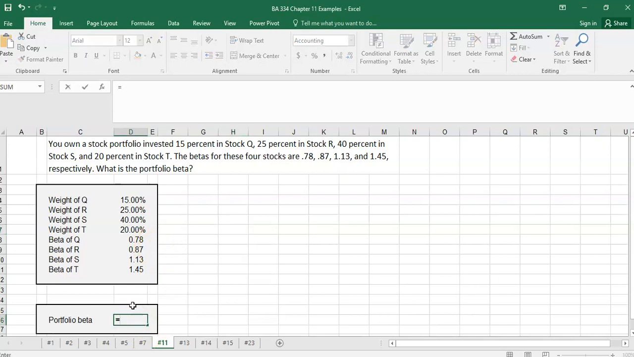So we have the weight of stock Q times the beta of stock Q plus the weight of stock R times the beta of R plus the weight of stock S times the beta of stock S plus the weight of stock T times the beta of stock T. And that result gives us the overall beta of our portfolio.